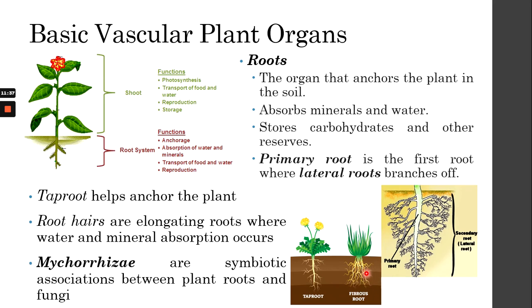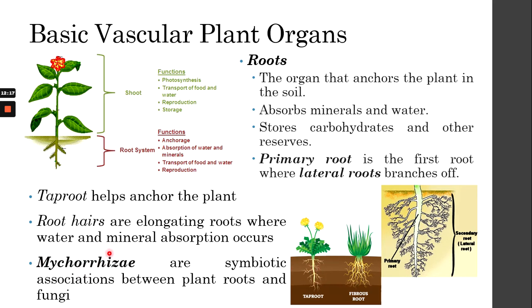And lastly, what I want you guys to remember about roots is what we call the mycorrhizae, or the mycorrhizal associations. Mycorrhizae or mycorrhizal associations is basically a symbiotic relationship or association between the plant roots and the fungi found in the soil. And this association between the plant roots and the fungi is actually beneficial to the plant because it increases the water intake, or the mineral and water absorption, for the plants to grow and to survive, and in order for it to have the nutrients necessary for survival, growth, and development.